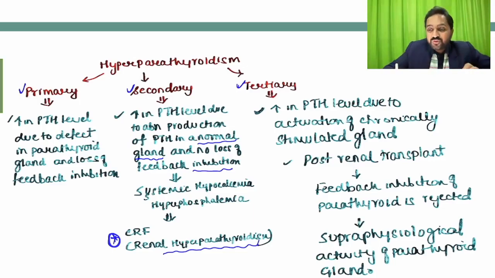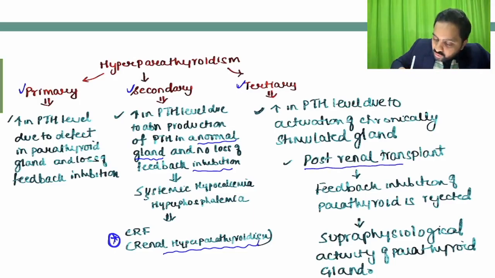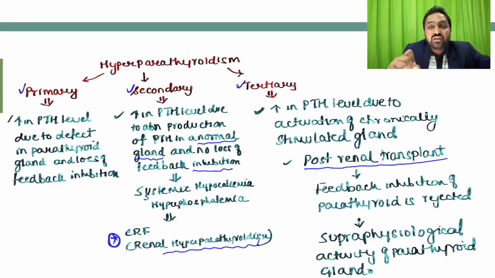Then, regarding your tertiary hyperparathyroidism, there is an increase in the PTH level due to the activation of chronically stimulated gland. It usually occurs in patients of post-renal transplant. So what happens in such patient is that the feedback inhibition of parathyroid is rejected and there is a supraphysiological activity of parathyroid gland. You could get a match the following question from this topic where you would be asked about the definition of primary, secondary and tertiary. Please remember that in case of primary the gland is abnormal, in case of secondary it is absolutely normal gland, it is often called a renal hyperparathyroidism, and in case of tertiary it is usually in the post renal transplant patient.